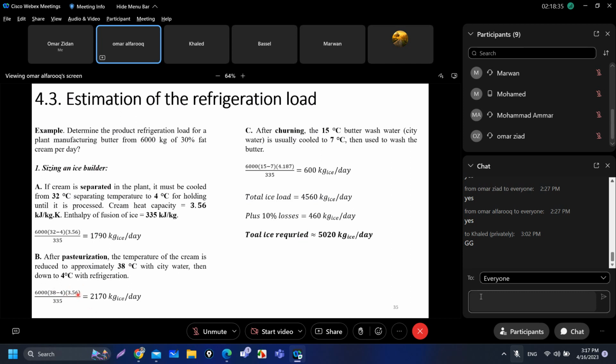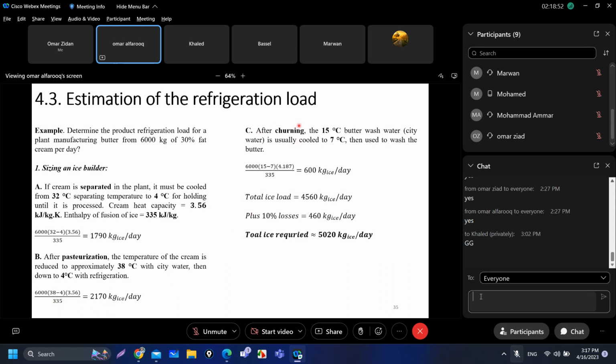3.56 is, as I said, the heat capacity of the cream, divided by the enthalpy of fusion. We assume that icy water will cool it and then it will fuse. So we use the enthalpy of fusion. So this is the second cooling load.